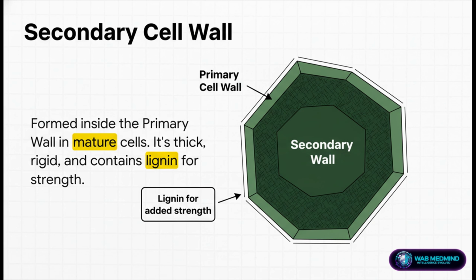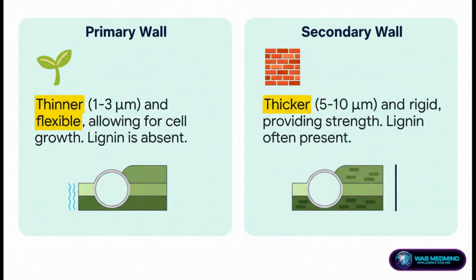And finally, once a cell is all grown up and has stopped expanding, it builds the secondary wall inside the primary one. Now, this layer is the complete opposite of the primary wall. It is thick, it is rigid, and it is incredibly strong. That extra strength usually comes from a tough compound called lignin, which also helps with support and waterproofing.